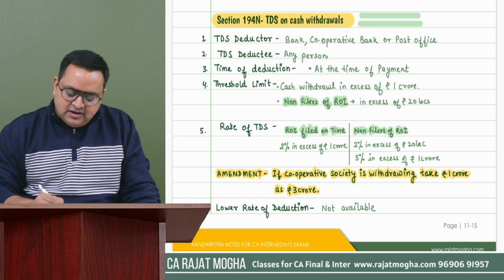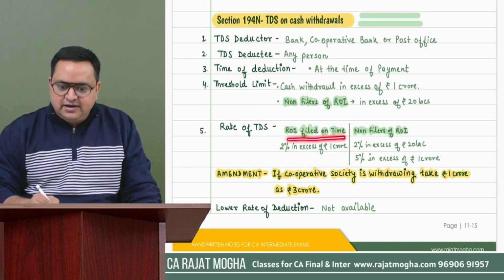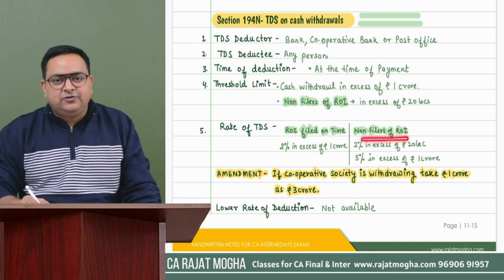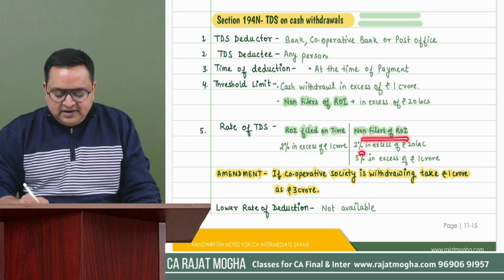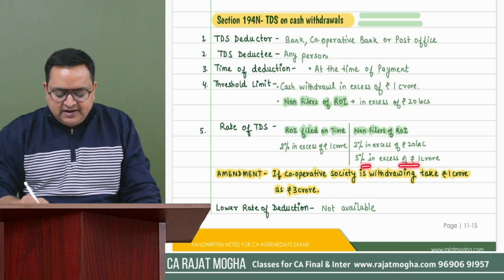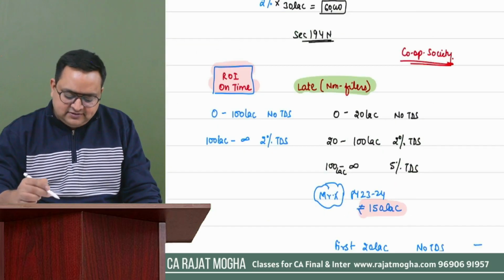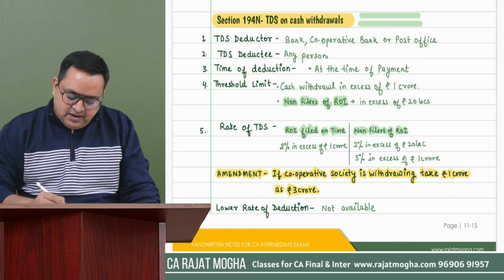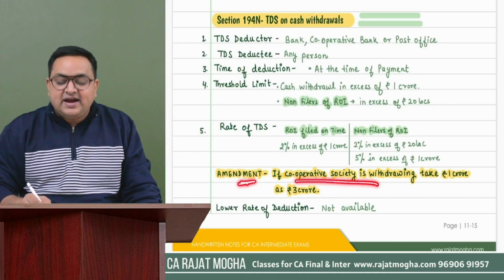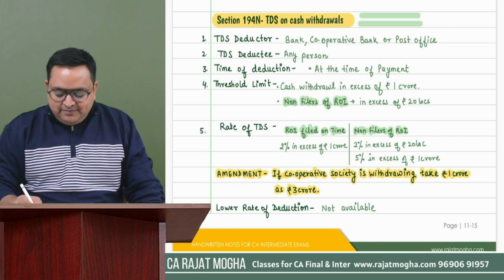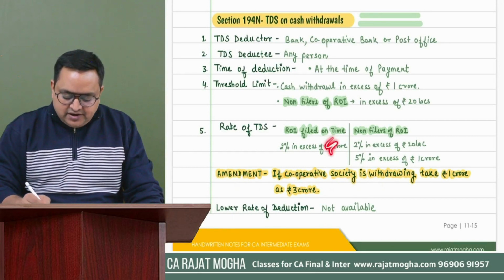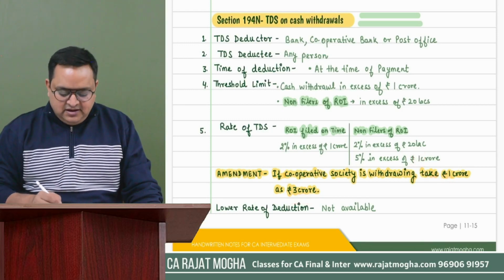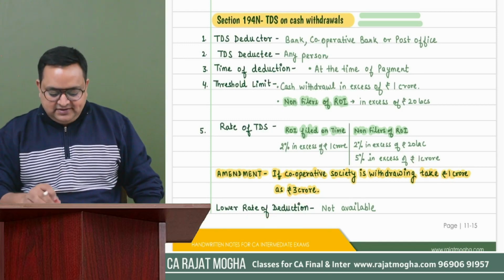Rate of TDS: for the person who has filed their return on time, 2% in excess of 1 crore. But for the people who have not filed their return on time, 2% in excess of 20 lakh and 5% in excess of 1 crore. I have already discussed this with you, right? Okay, the amendment is there. If a cooperative society is withdrawing the amount, then wherever 1 crore is written over here, please replace it by 3 crore rupees. Lower rate of deduction is not available in this case.